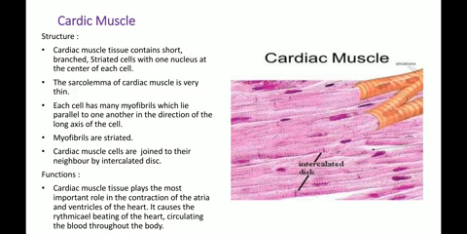So the intercalated disc is the unique and very important feature of the cardiac muscle. Now the functions of the cardiac muscle. Cardiac muscle tissue plays a very important role in the contraction of the atria and the ventricles of the heart. It causes the rhythmic beating of the heart, circulating the blood throughout the body.